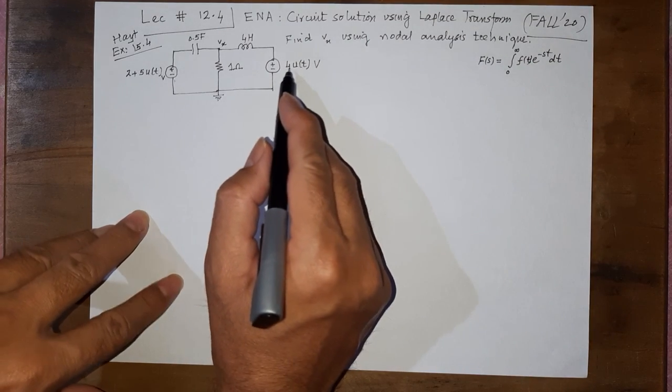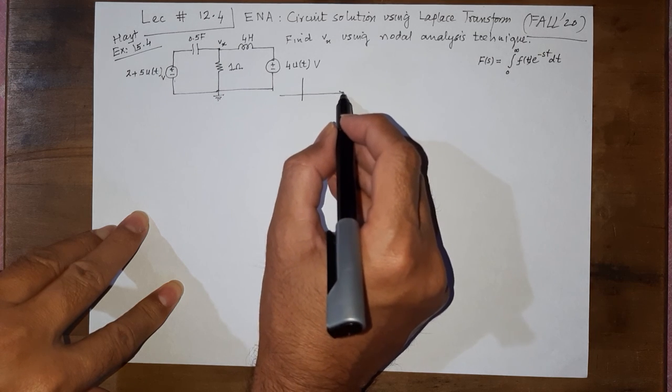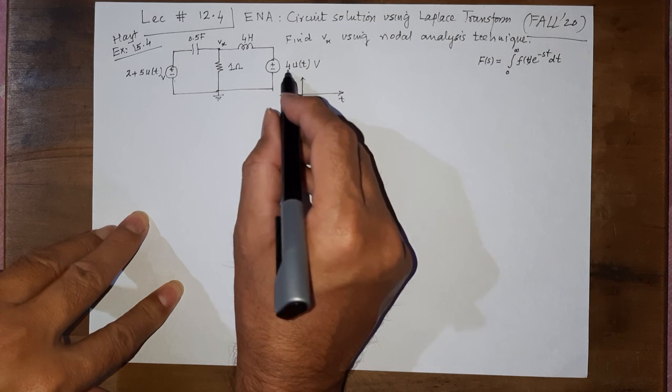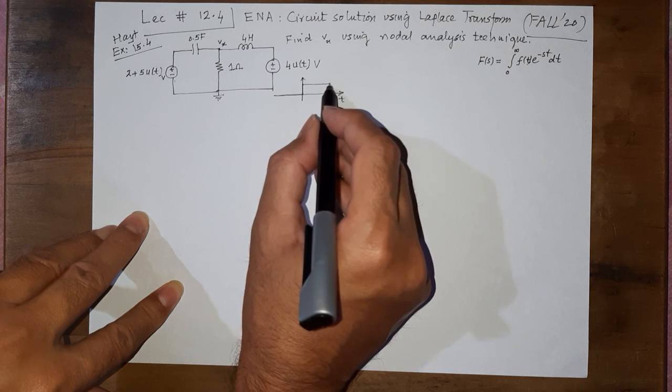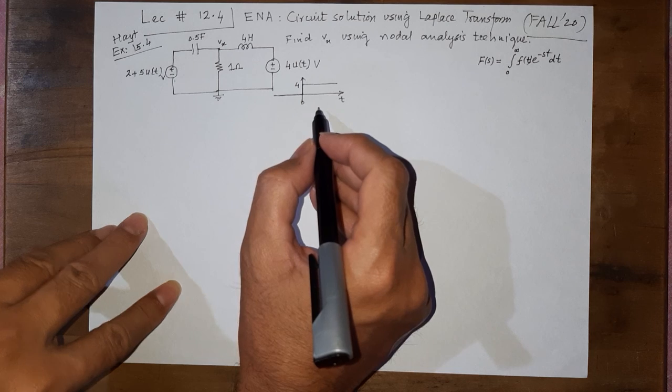Now this is a source. If I have to draw it, just in order to understand how things really are, against time, this source is basically what this line is telling. It is 0 before 0 and it is 4 after t is equal to 0.